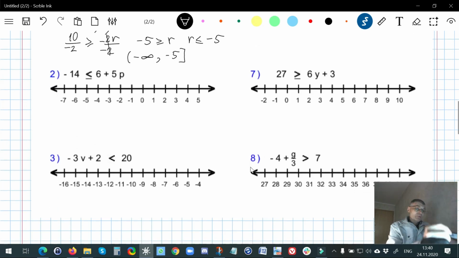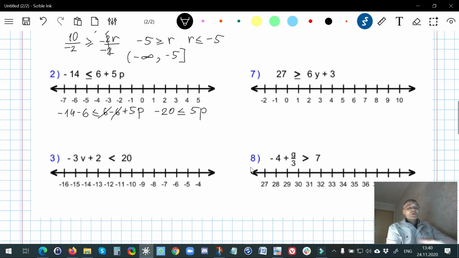Now, what do we have here? First, we have to remove this 6. Okay, alright, let's go. Negative 14 minus 6 is less than or equal to 6 minus 6 plus 5p. 6 cancels here, and we have negative 20 is less than or equal to 5p. Here we don't have to worry about changing the sign, because positive 5 is positive.